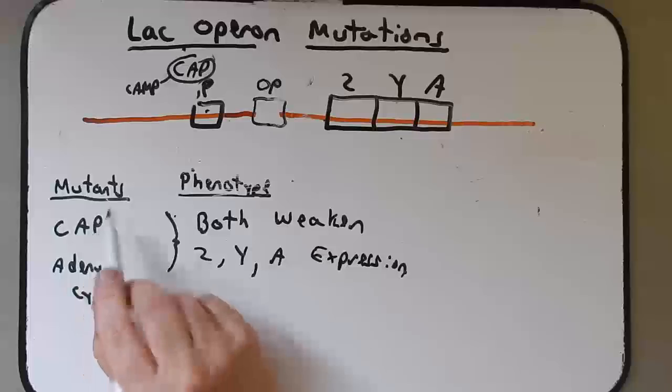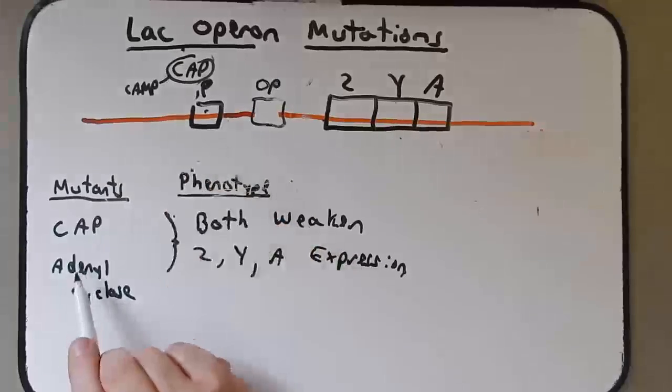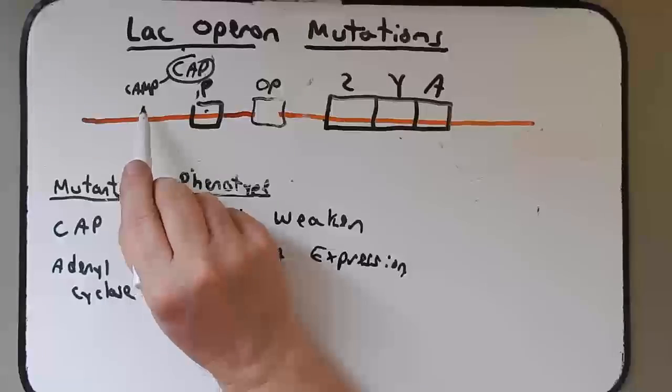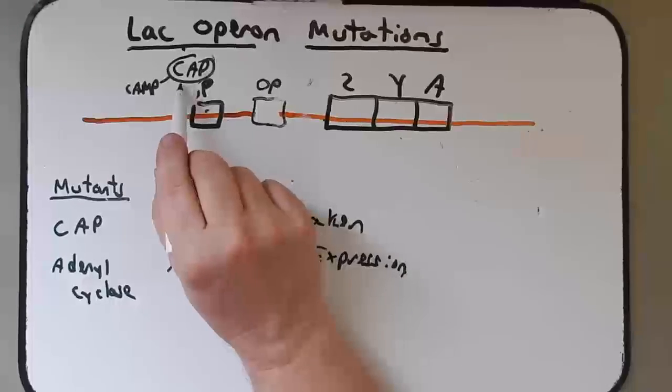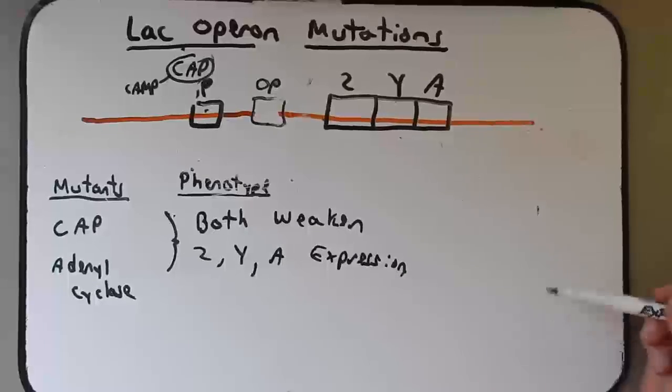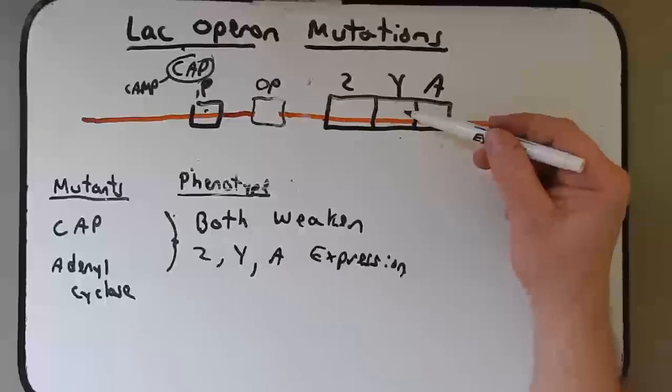If CAP is mutated, it can't bind to the promoter. If adenyl cyclase is mutated, it won't make cyclic AMP. If it doesn't make cyclic AMP, it won't be able to bind to CAP to activate transcription of Z, Y, and A. So the net effect is reduced expression of Z, Y, and A. Okay, so that ends our discussions of bacterial gene regulation, the lac operon, and the lac mutations.